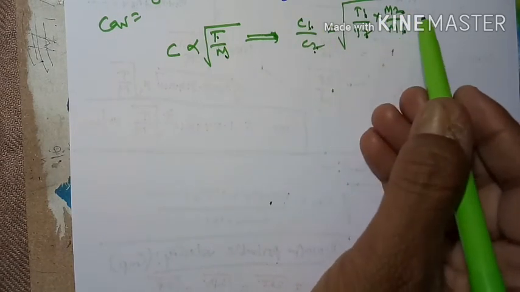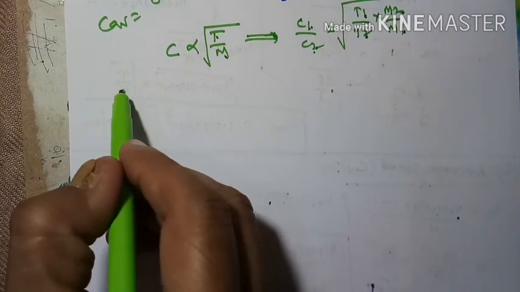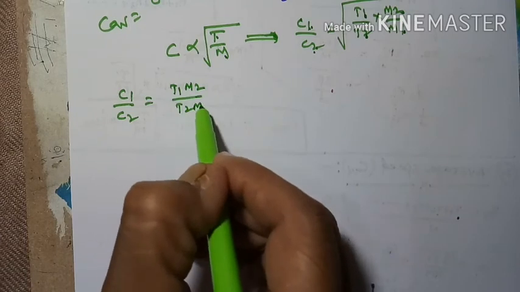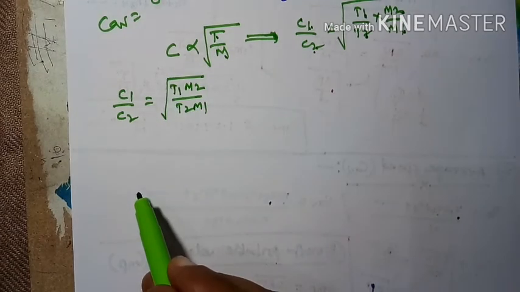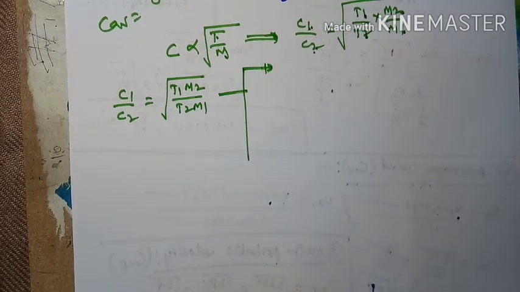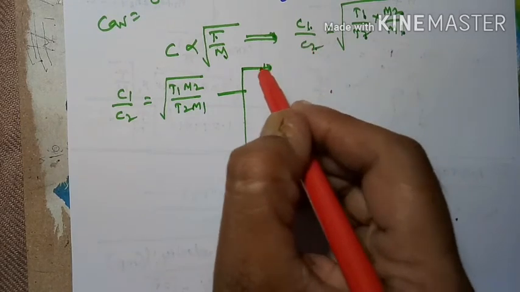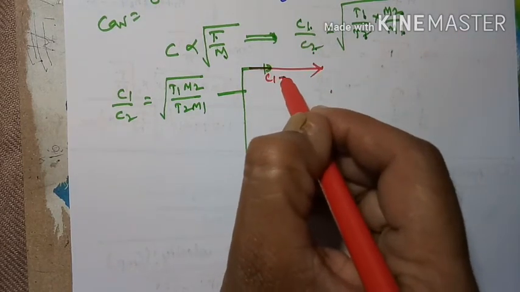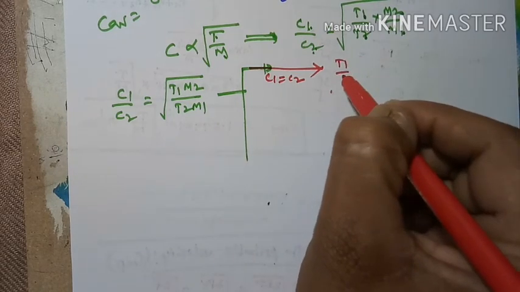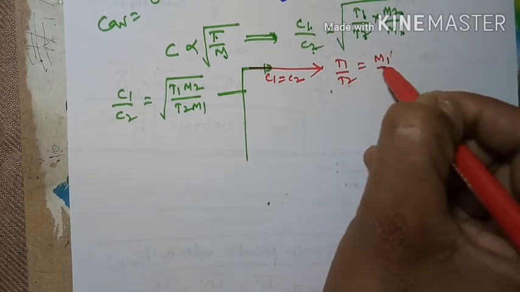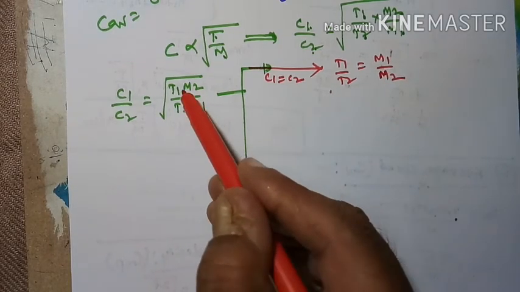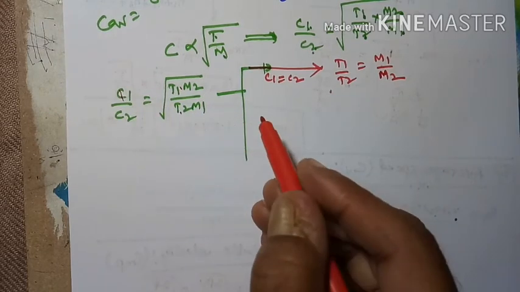Once again I am writing: C1 by C2 is equal to under root of T1 M2 divided by T2 M1. This principle we can convert into different ways. If the molecular velocities are the same, that is, if the RMS velocities are the same, C1 is equal to C2, then T1 by T2 is equal to M1 by M2.